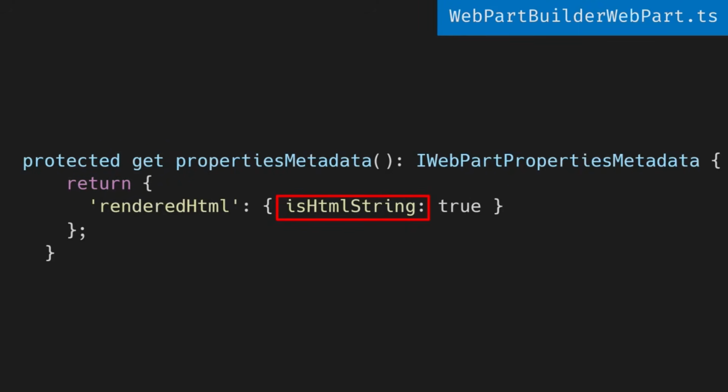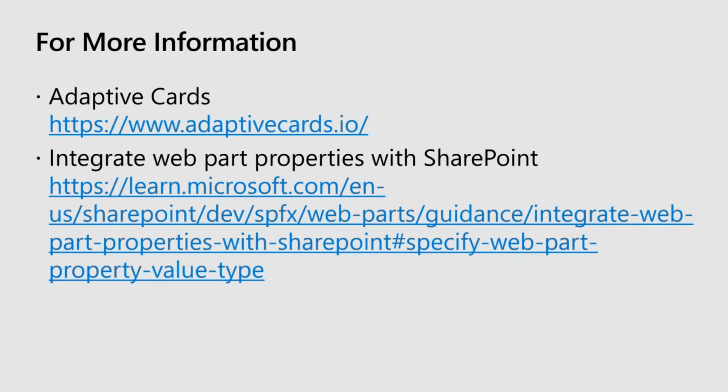And that's pretty much all the time I've got for today. So let's go right here. There you go. If you want to integrate web part properties with SharePoint, you can go to this super long URL here, where they show you how to integrate web part properties within SharePoint. And you want to look at specifying the web part property value types. That's all the time I got for today.